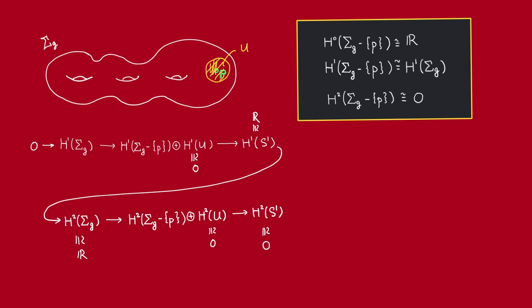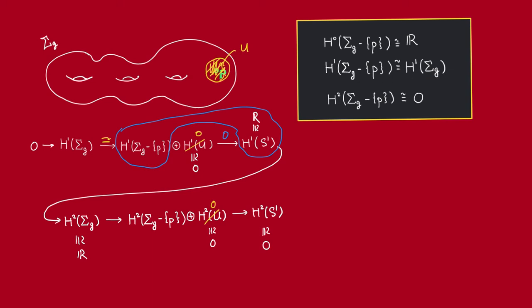Now this disk U is just homotopic to a point, so H1 and H2 are both 0. Moreover, from our previous discussion, we know that this pullback map, right, from the first cohomology of the punctured torus to S1, that map is just trivial, it's 0. So by exactness, we have this isomorphism here. Thus, we've shown that puncturing the g-hole torus does not change its H1 cohomology.